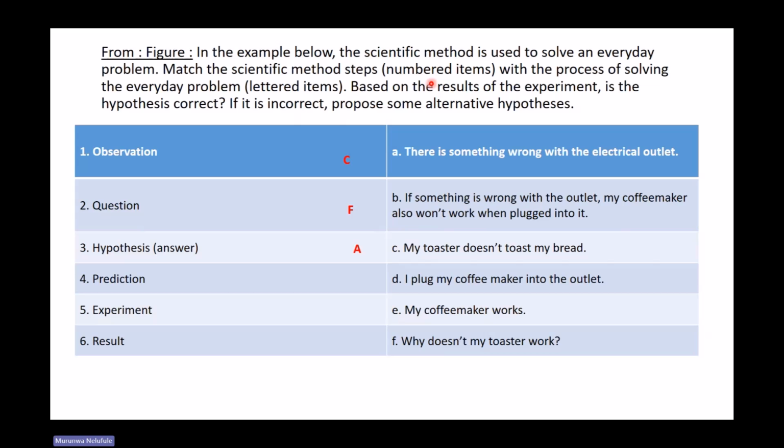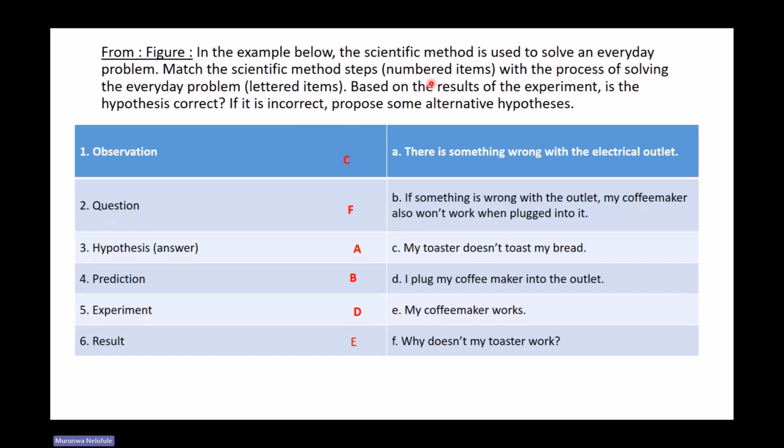You're almost there. Okay, I think it will be B. The prediction, I don't know. They can correct me. Somehow they don't want to intervene, but you're correct. Yes, prediction: if something is wrong with the outlet, my coffee maker also won't work when I plug it in. Yes. You're almost there. Experiment. Okay, then the experiment, it will be D. I don't know. Yes. And obviously the results will be E. Yes.